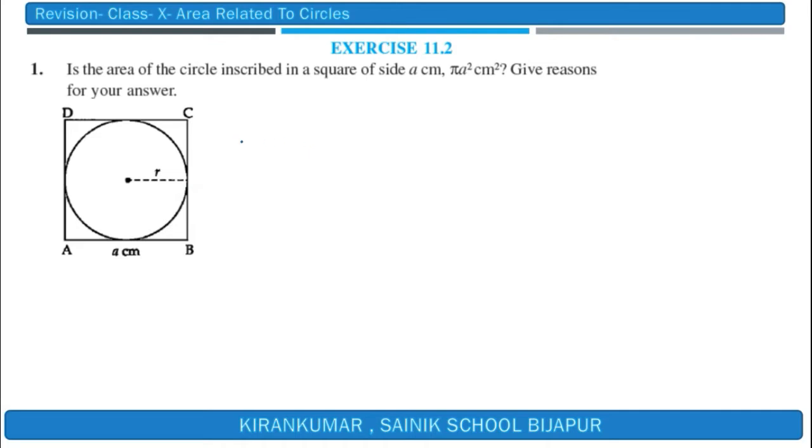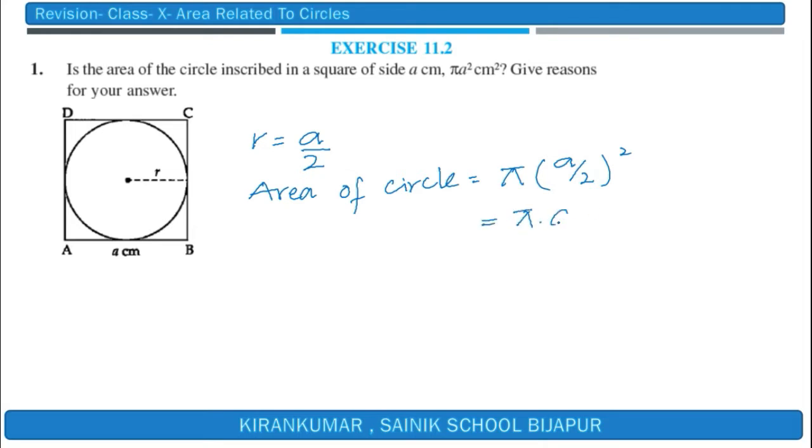Here, upon observing, you'll come to know that radius is half the side, so it's a by 2, and the area of circle is given by pi r square. So it is pi times, instead of r, a by 2 whole square, we'll be getting pi times a square upon 4 centimeter square. And this particular thing is not equal to pi a square. So the given statement is false.